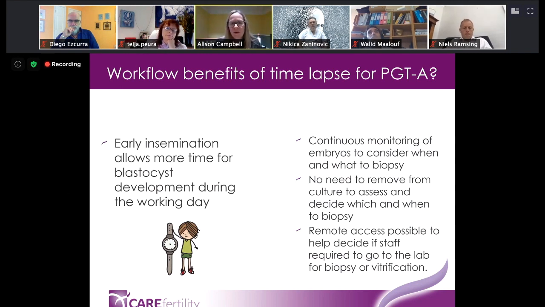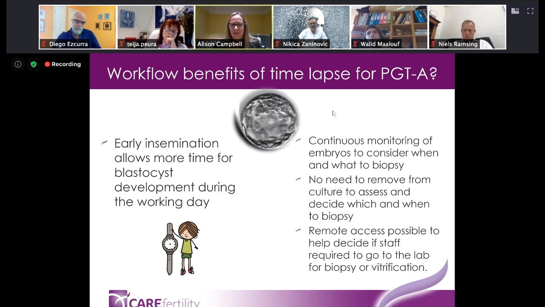PGTA, I think, is an interesting one. As we know, the blastocyst is very dynamic, and we can use time-lapse to help with the PGTA program as well. So an early insemination, using the tactics of time-lapse, will allow us more culture time, so more time to get to the blastocyst by day 5, if that's when the biopsies are mostly performed. And this continuous monitoring of the embryo development and blastocyst dynamics will allow us to assess, without any disruption, which embryos are ready for biopsy or whether we should wait a little bit longer.